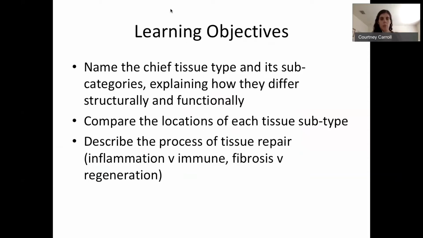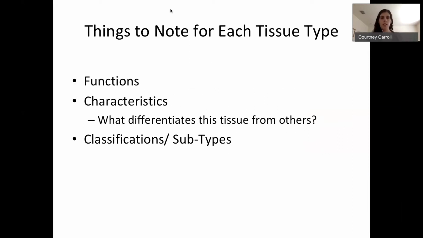The learning objectives for this first part are to name the chief tissue type and its subtypes, and explain how they differ structurally and functionally. Also, we want to be able to compare the locations for each tissue, especially each tissue subtype. And we'll end this chapter by talking about the process of tissue repair, so inflammation versus an immune reaction, fibrosis versus regeneration.